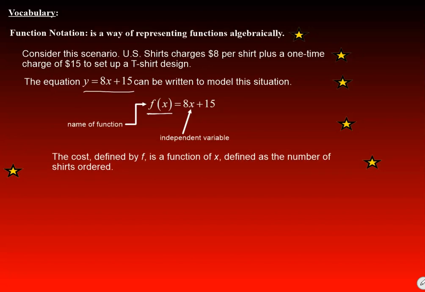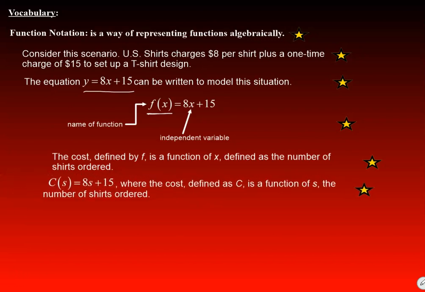The cost defined by f is a function of x, defined as the number of t-shirts ordered. C of s equals 8s plus 15, where the cost defined as c is a function of s, the number of shirts ordered. So this is another way we could have written it.